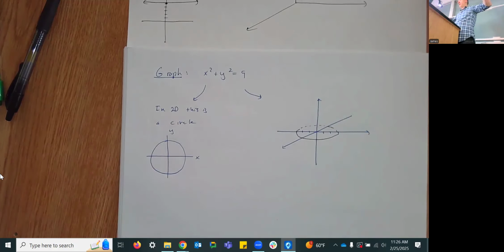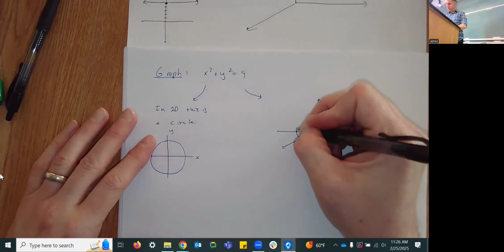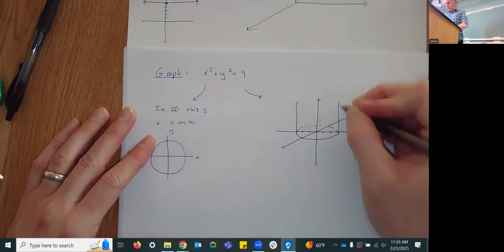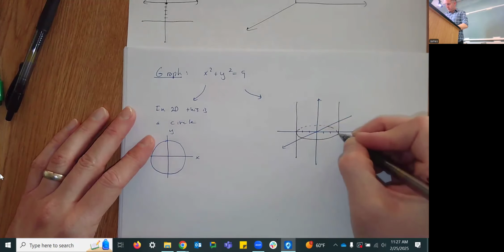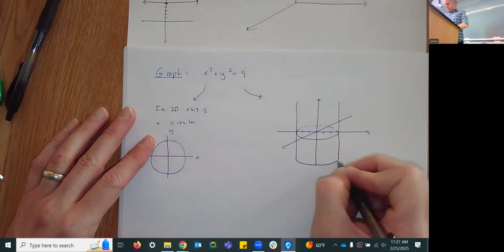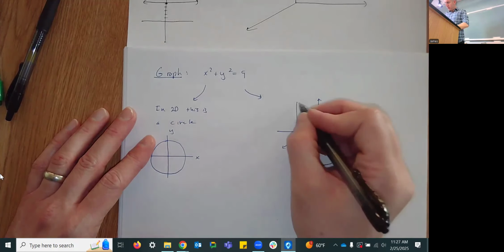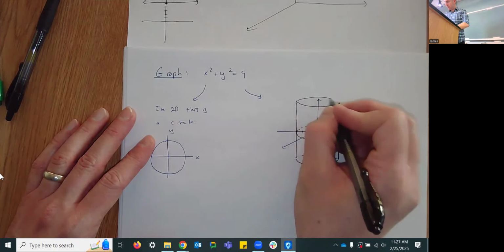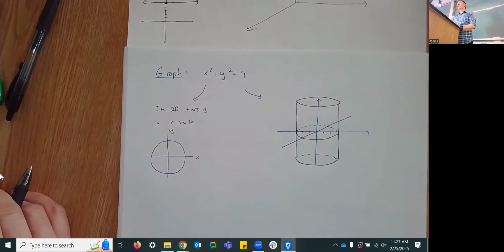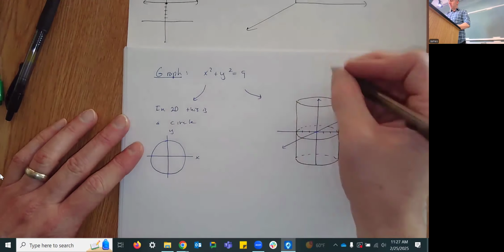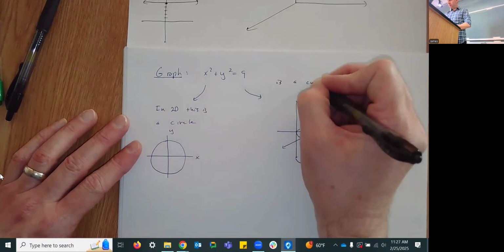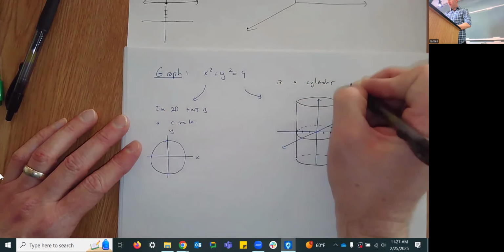And then we get to move that circle in the z direction as much as we want. So we can either move up or down. What shape do I have? Cylinder. So this is a cylinder in 3 dimensions.